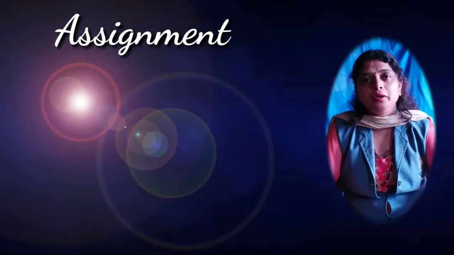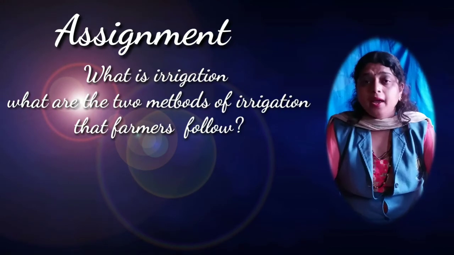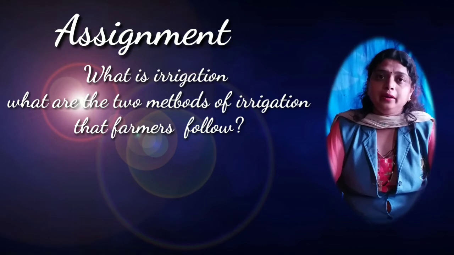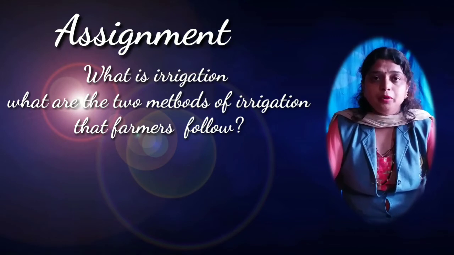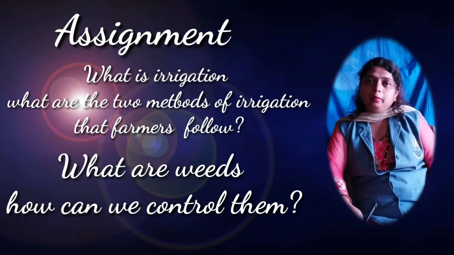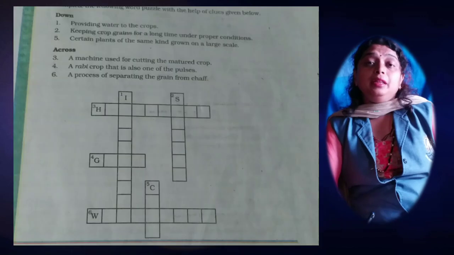Now please note down your assignment. Question number 1. What is irrigation? And what are the two methods that farmers follow to irrigate the land? Question number 2. What are weeds? How can we control them? And question number 3. Please complete the following puzzle.